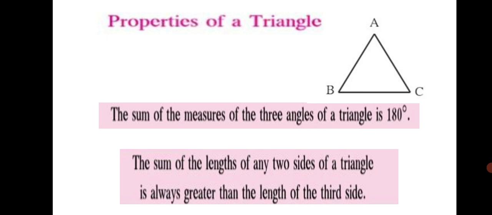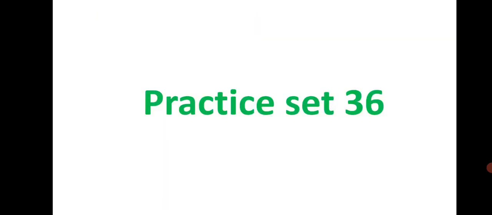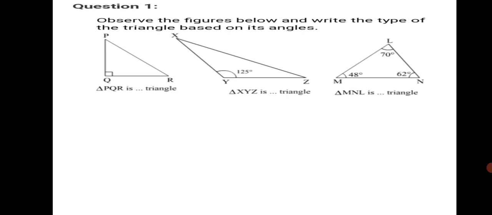So these two properties you have to keep in mind along with the types of triangles, and then we shall be able to solve our practice set number 36. Question number 1. Observe the figures below and write the type of the triangle based on its angles. Let's have a look at the first figure.